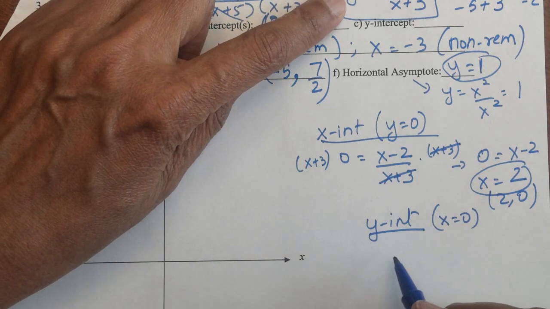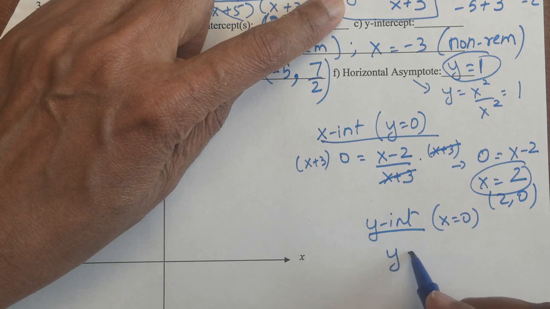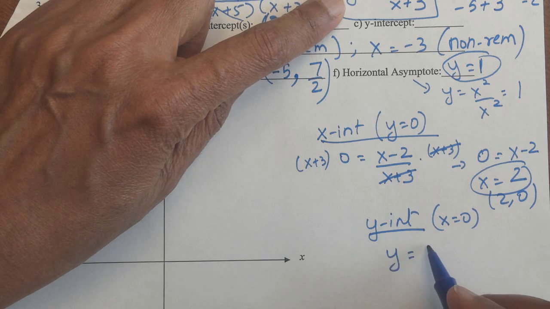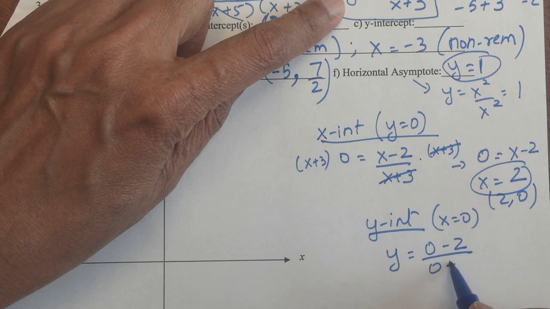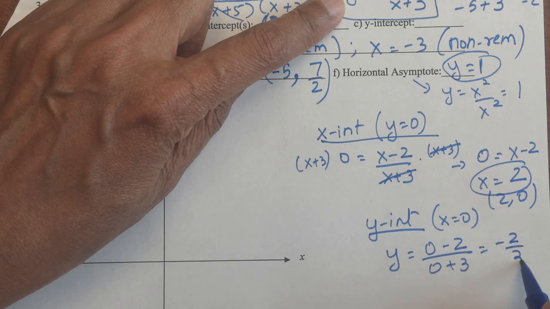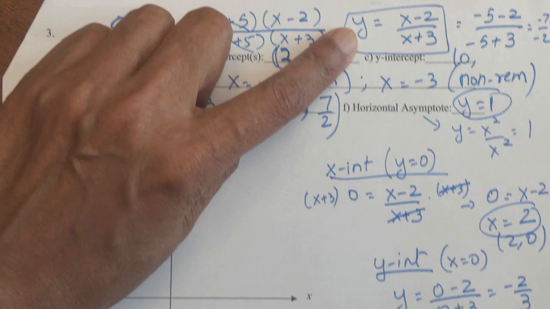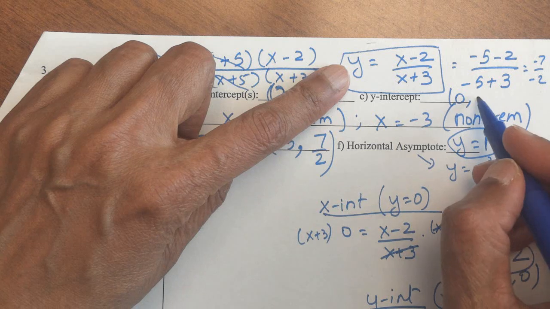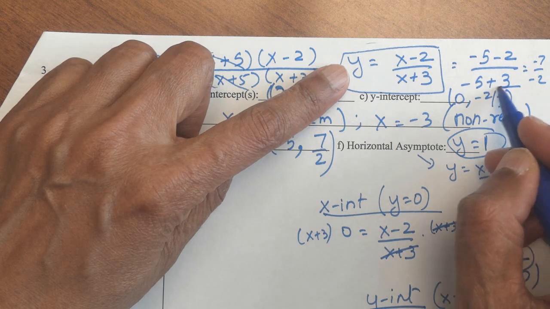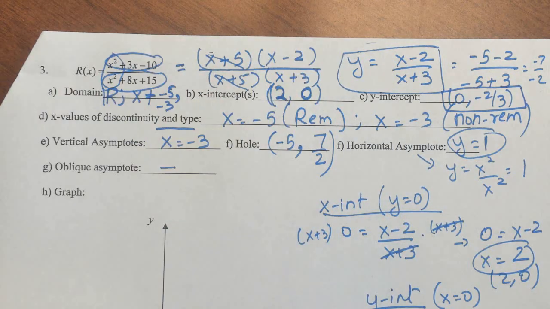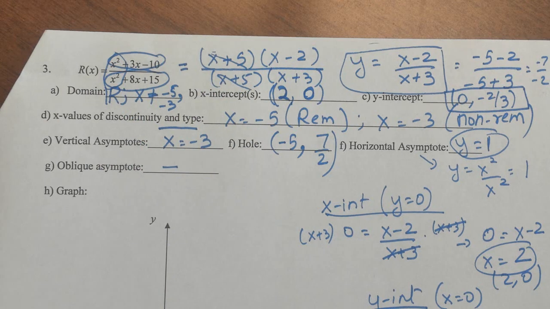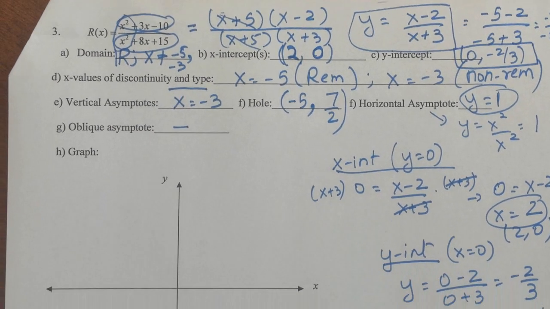So go back here. So you want to solve for y. 0 minus 2, 0 plus 3, which is negative 2 over 3, but when you write it as a y-intercept, it is 0, negative 2 over 3. Let's move the paper, 0, negative 2 over 3. I know it's a lot of scribbling, but hopefully you can see it. Okay, I have all the information, I'm ready to graph now.